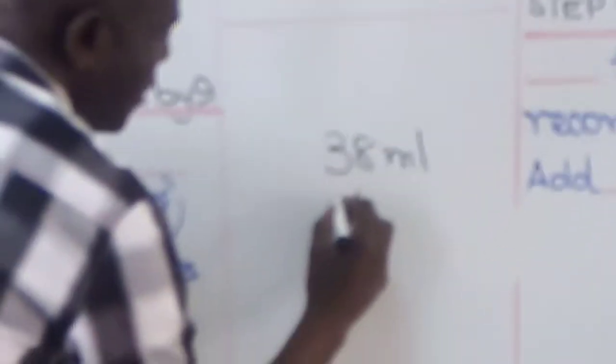My working space is here, boys and girls. 38 milliliters multiplied by 9. What is 8 multiplied by 9? Yes, Chloe, 8 multiplied by 9 is 72. And so we write 2 and carry 7.